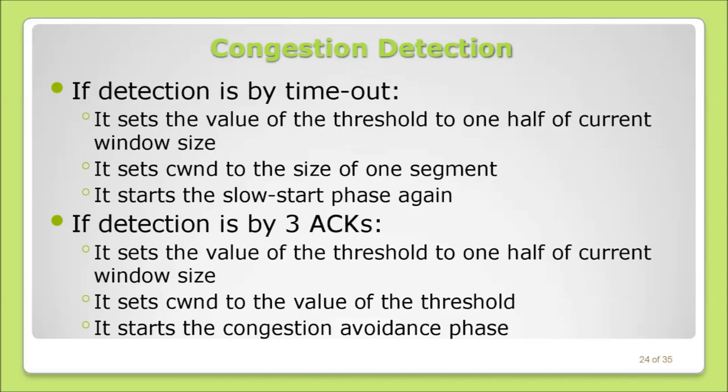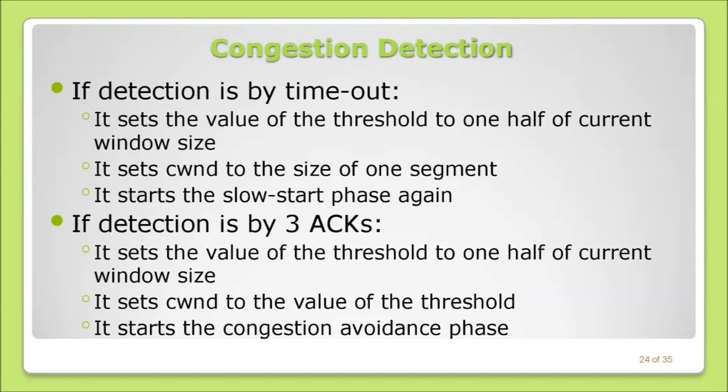Second main point, if detection is by 3 acknowledgements, it sets the value of the threshold to 1/2 of the current window size. Again, this is the same point. It sets CWND to the value of threshold. It starts the congestion avoidance phase. So over here, the congestion avoidance phase is started.